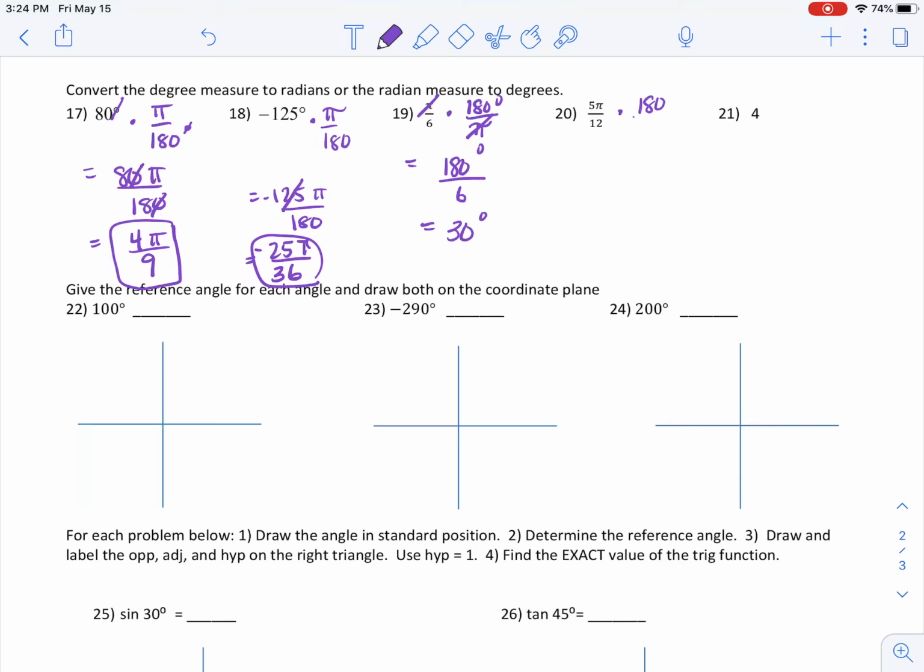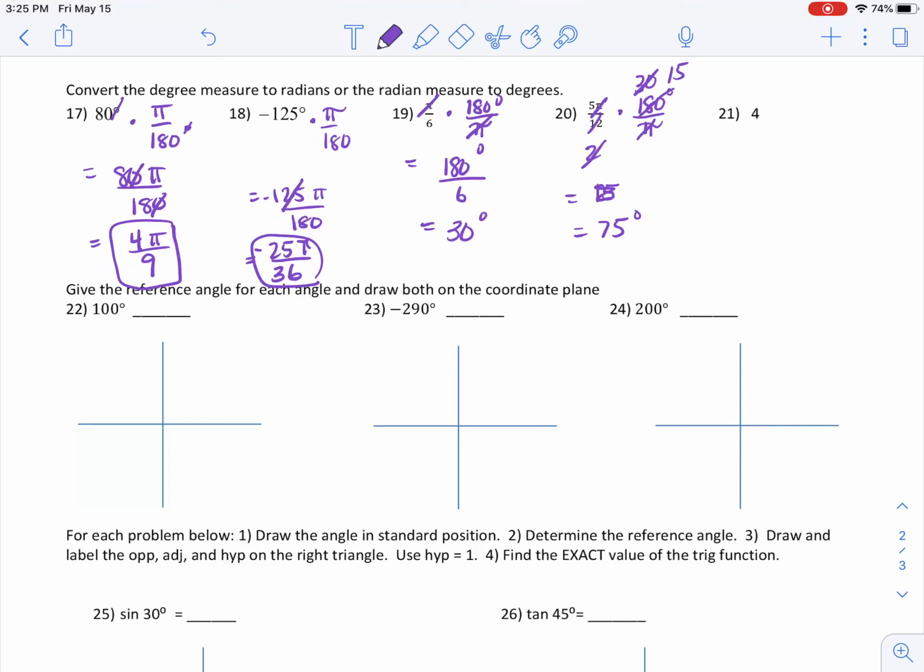Repeat this over here. Pi's cancel. Let's see, 6 goes in there twice, 6 goes in there 30 times. I have 150, let's do 2 like this. And so I have 75 degrees.